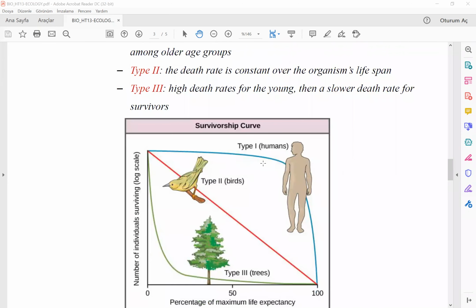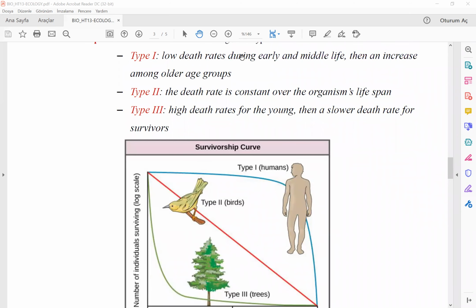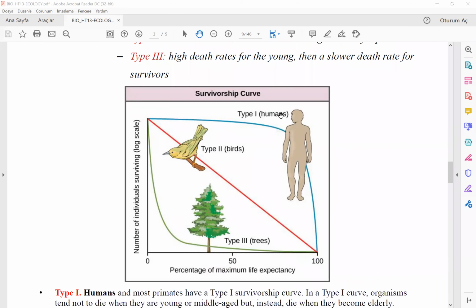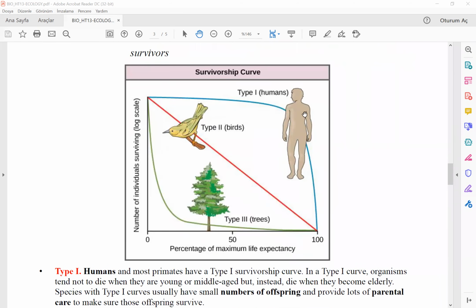In type 1, you see low death rates during early and middle life, then an increase among older age groups. For example, many mammals and humans have a type 1 survivorship curve, because in this type organisms have fewer offspring, their offspring number is less, and there is parental care for these individuals. Therefore, the young and babies survive more.